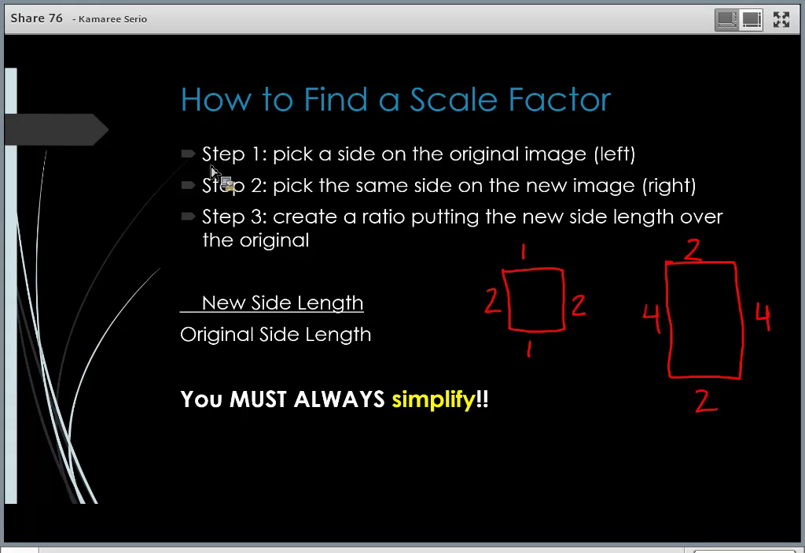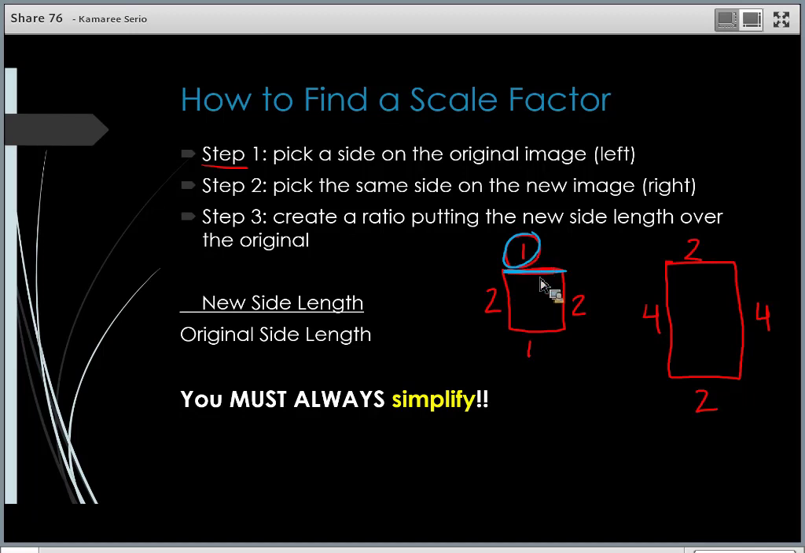So first, step one, pick a side on the original image on the left. Let's pick one, the top side over here. I'm picking this top side right here, so this number one. That's my side I'm choosing.